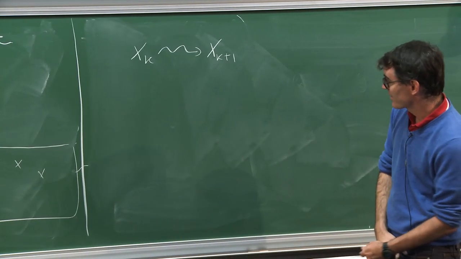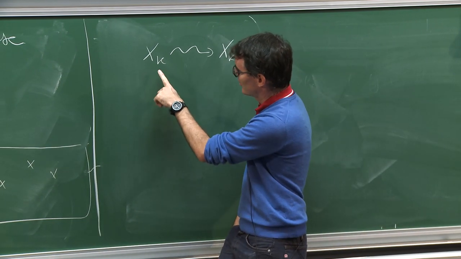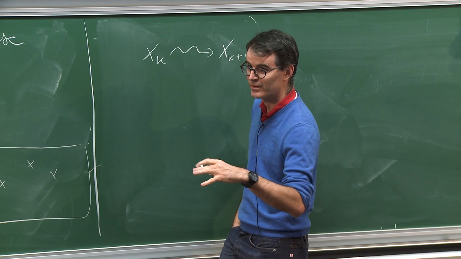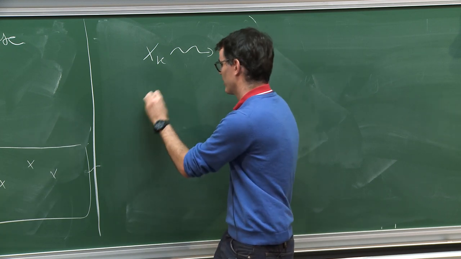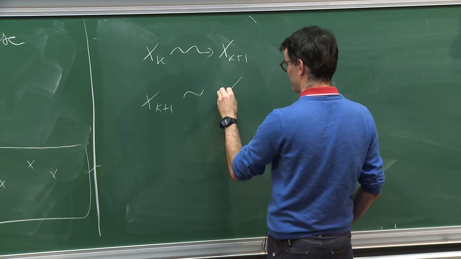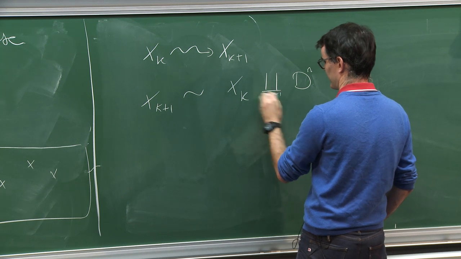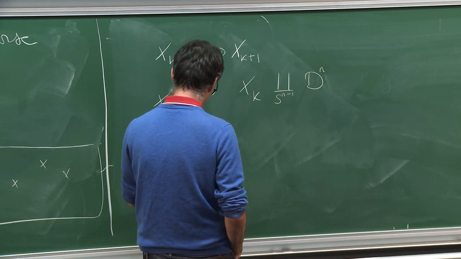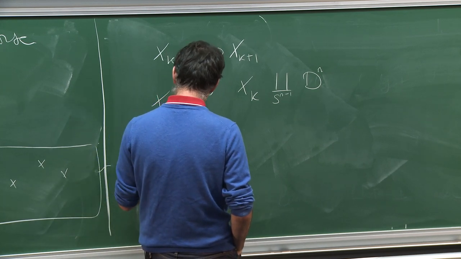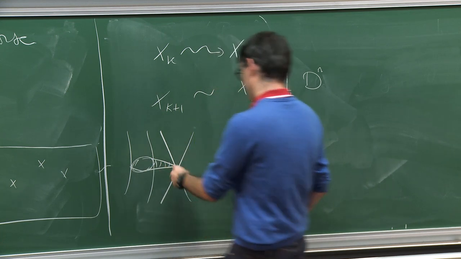So Lefschetz theory, which is a complex analog of Morse theory, tells you that xk plus 1 has the homotopy type of xk plus a cell of dimension n glued to it along an embedded sphere. So xk plus 1 has the homotopy type of xk union a disk of dimension n glued along a certain sphere of dimension n minus 1. In complex dimension 2, you have this picture: a cylinder which degenerates onto this cone, and there's a curve in the generic fiber which will die near the critical point.